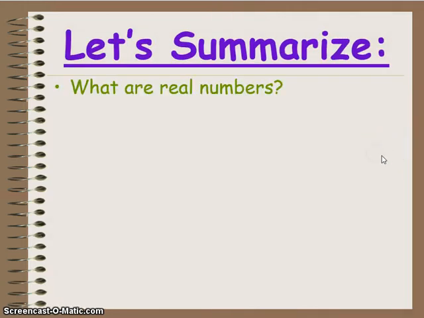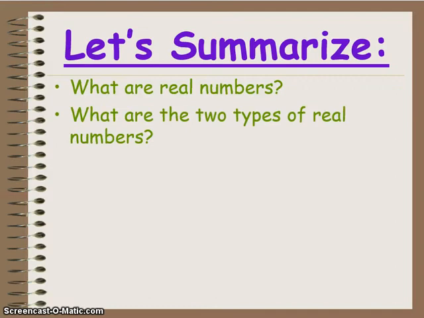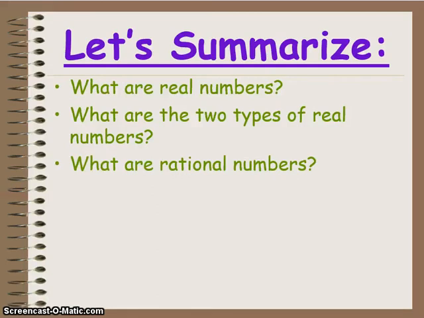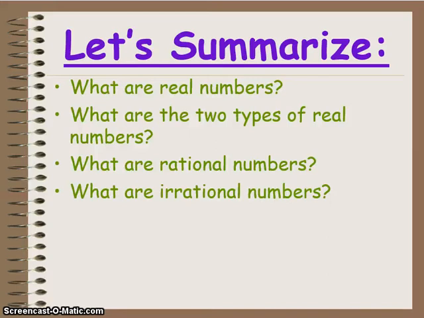Let's summarize what we've learned. We've learned what real numbers are. Real numbers are all the numbers that can be represented by our world. There are 2 types of real numbers. They are rational and irrational. Rational numbers can be written as a fraction. Irrational numbers cannot.